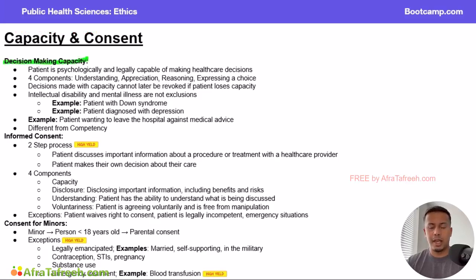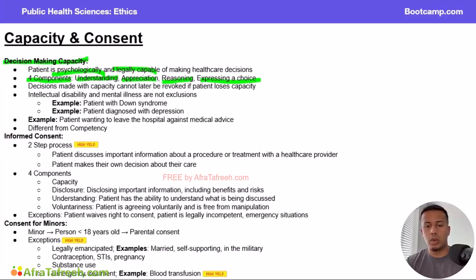And decision-making capacity is basically ensuring that a patient is psychologically and legally capable of making healthcare decisions. There's four important components to decision-making capacity, and that's going to be understanding, appreciation, reasoning, and expressing a choice. And these kind of tie into those ethical principles that we talked about before. It has to be a choice for the patient. It has to be their autonomy, going back to those ethical principles.